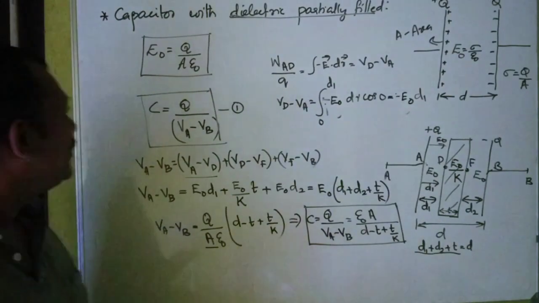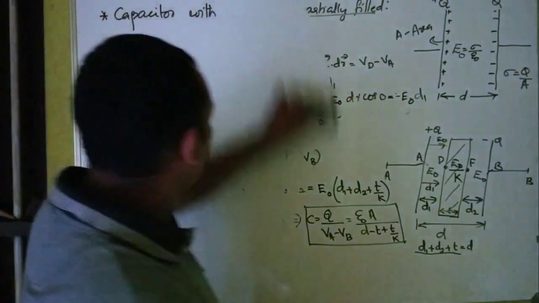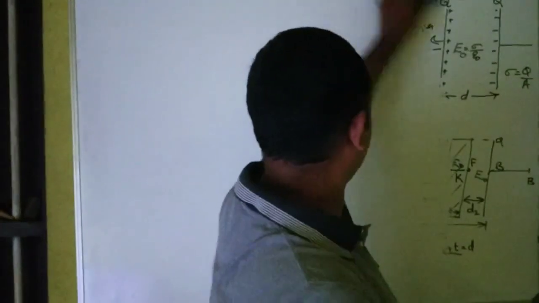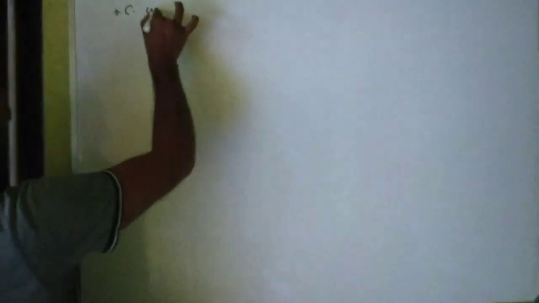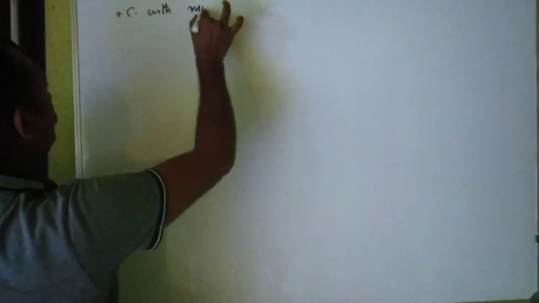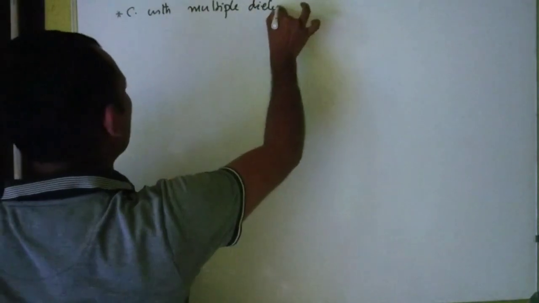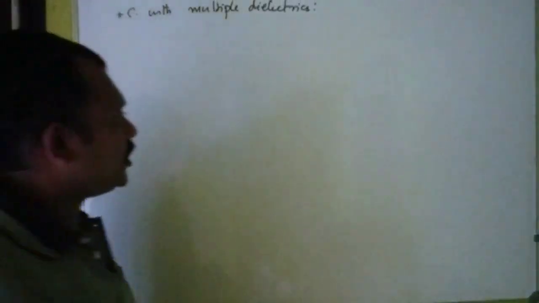Hope it is clear to you. Now we are going to discuss the next topic. The next topic is capacitor with multiple dielectrics. Okay, if the previous derivation is clear, then this is very easy to understand.